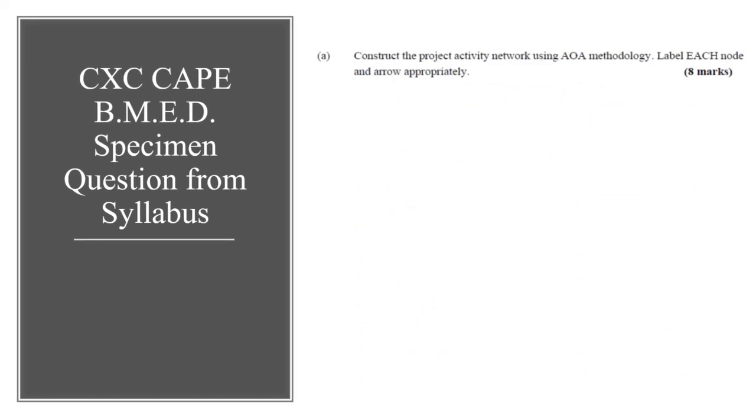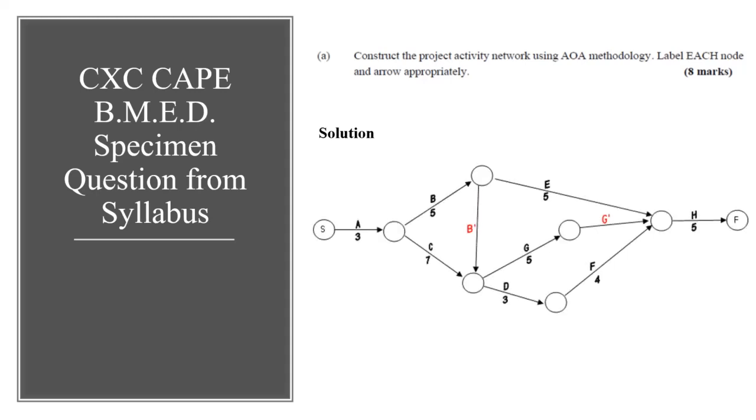Construct the project activity network using AOA methodology. And we know AOA stands for activity on arrow. Label each node and arrow appropriately. While the process to getting the solution is not shown in this video, it can be viewed in a previous video. So for this video, we're just showing the solution that we got from that one.